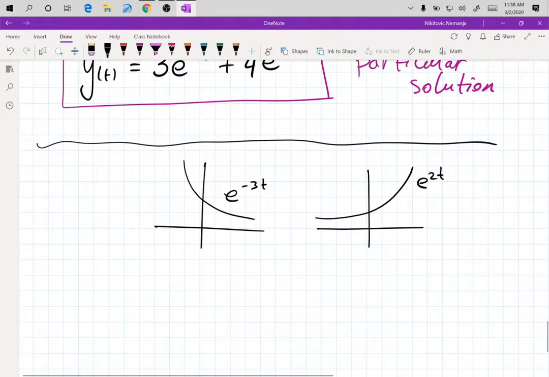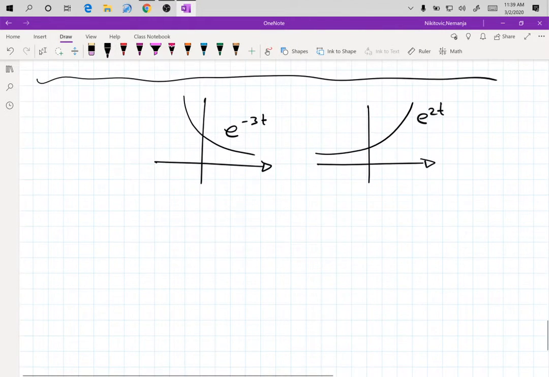Right? So these two solutions are different, even though they belong to the same exponential function. They are different solutions because the curves are different. Even if you have two curves that are, let's say, e to the t and e to the 2t, they are going to rise at different rates, and they are still different functions. They are different solutions.